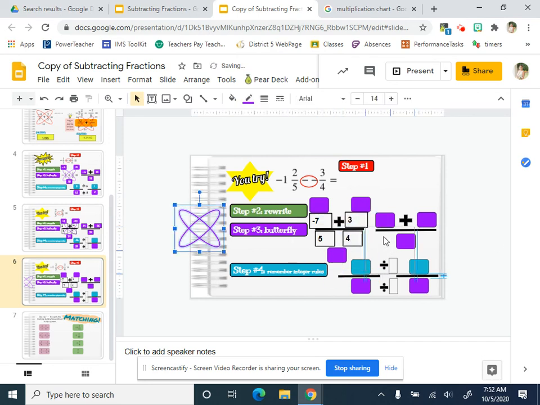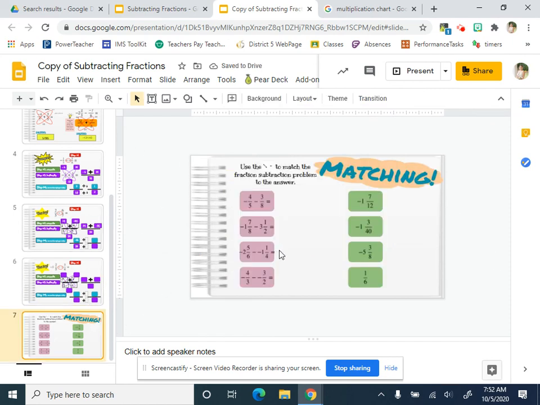And this is the problem that you need to solve, okay? So you're going to finish slide 6 and slide 7. Slide 7, you are solving these problems and matching it with the answer using this line tool. So you click on the line tool to connect them, okay?